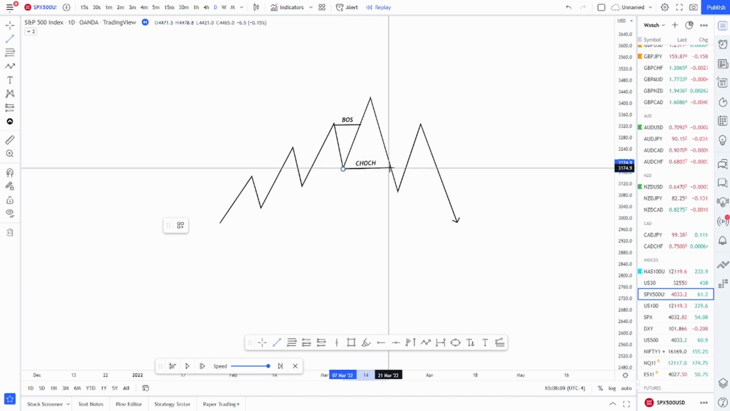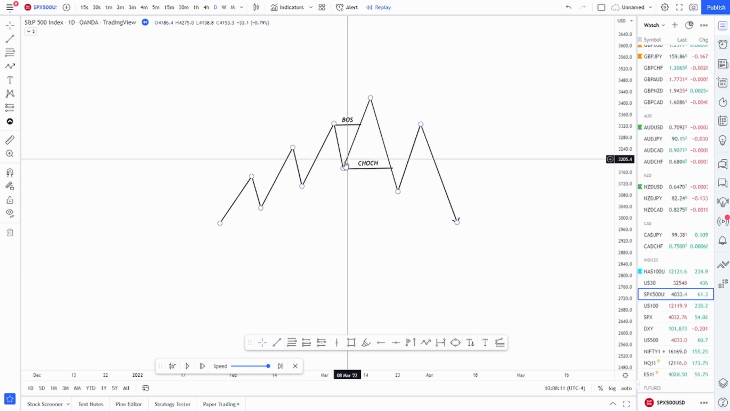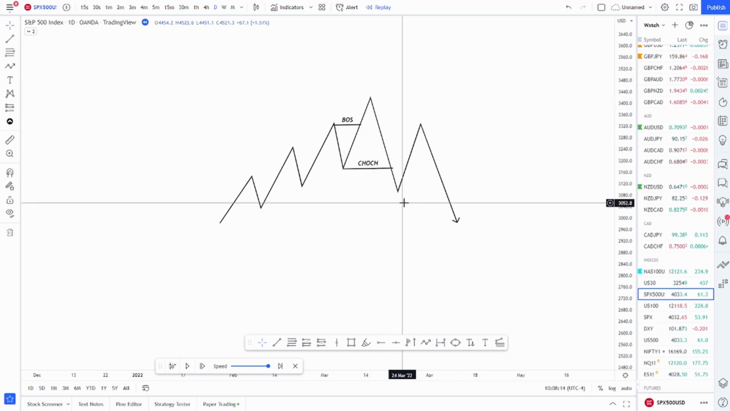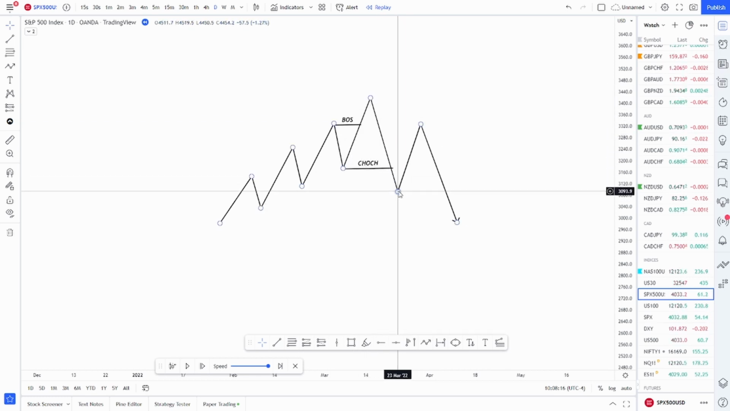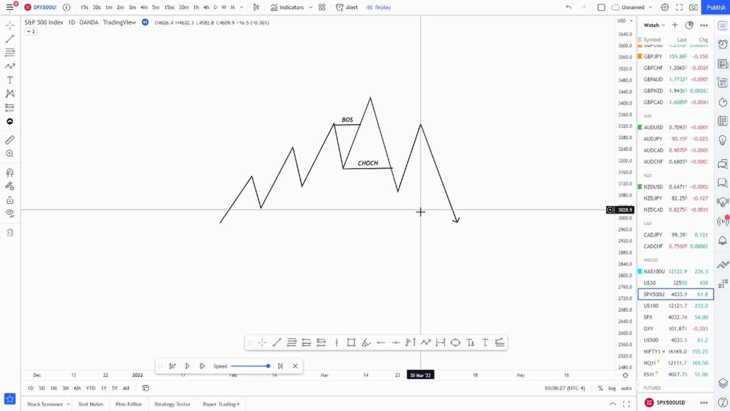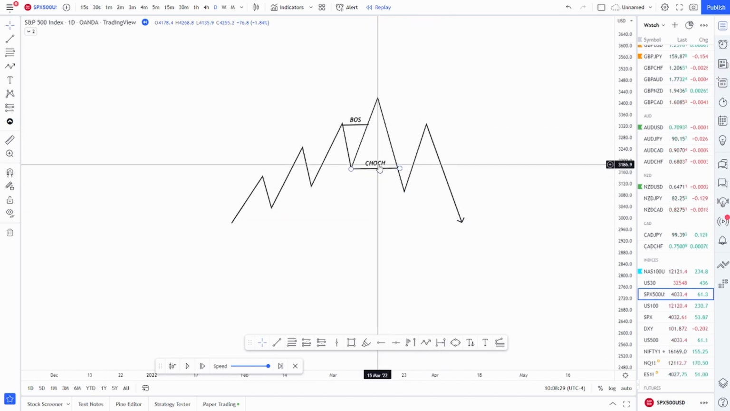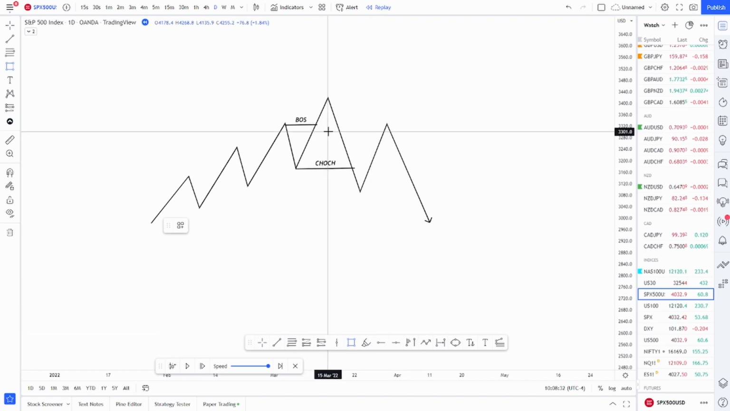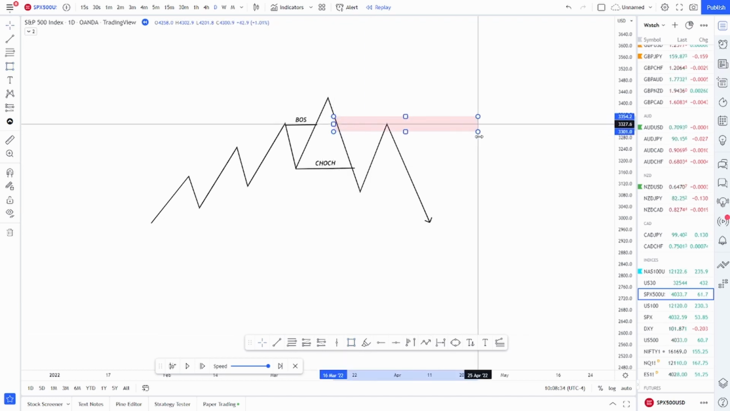So change of character happened over here, because it changed the character to the upside and changed the character to bearish over here, and then it goes and mitigates a fair value gap or point of interest, and then it gives another leg, another move to the downside. Okay, so this is breakout structure and this is CHoCH, and I don't use supply and demand, I just use the gap between over here.